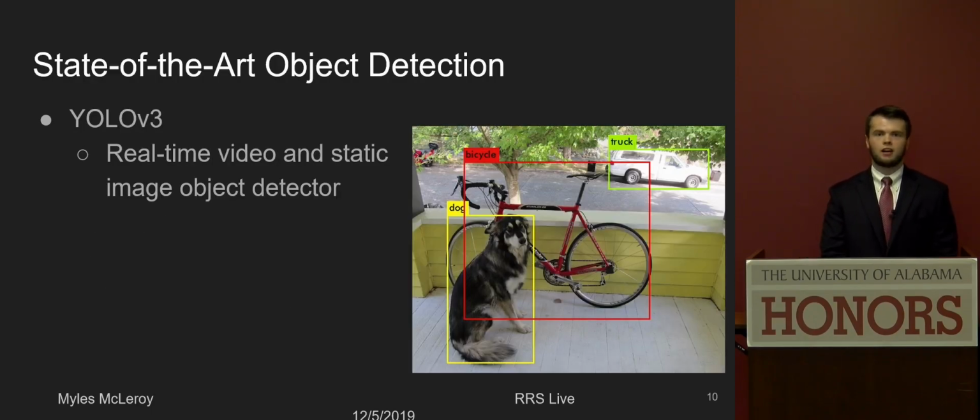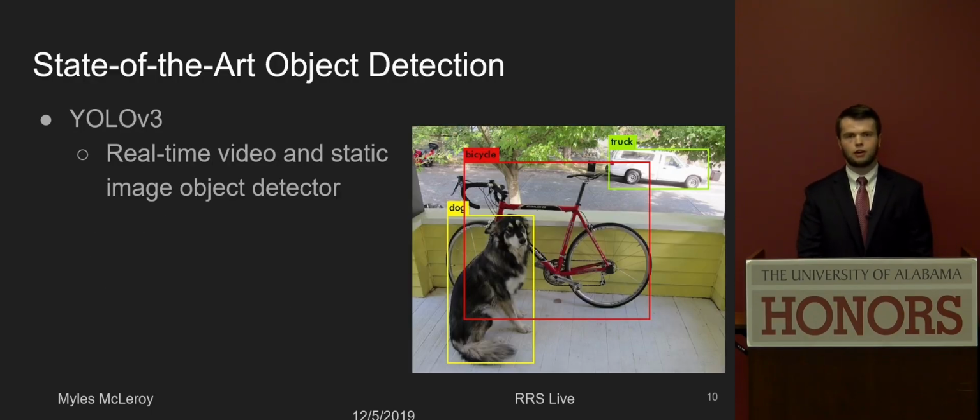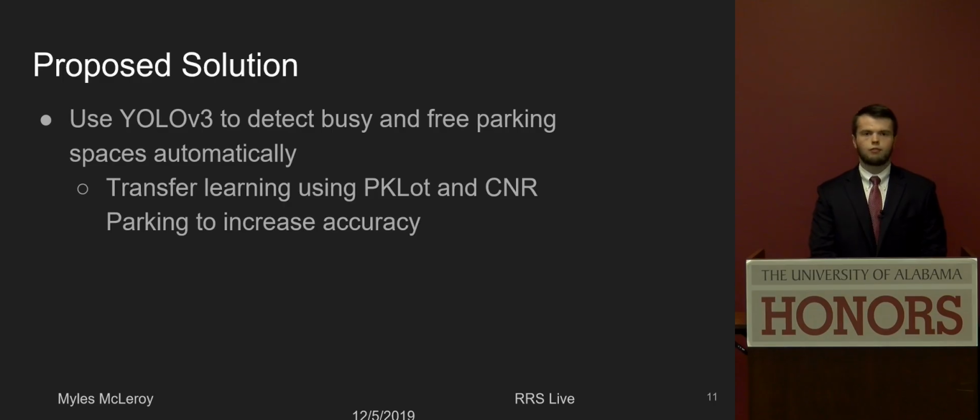That's where we came up with our idea to use state-of-the-art object detection. We've made lots of advancements in computer vision in the past 4 years since the CNR parking data set was released, and one of those advancements is YOLO V3. It's a real-time video and static image object detector. It's lightning fast and it's super accurate. You can see in this image that it's able to detect multiple objects that are overlapped on top of each other. So we thought to ourselves, why not use this for our monitoring system?